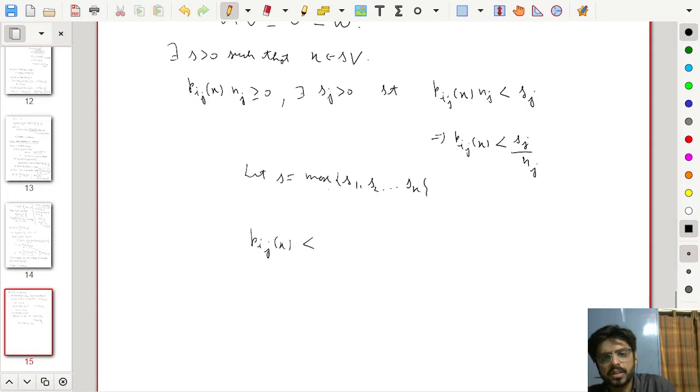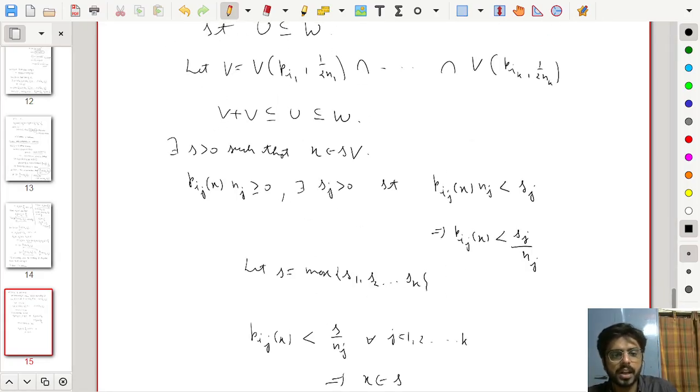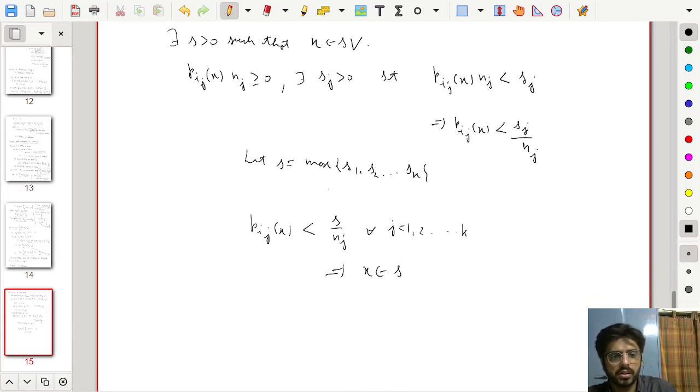P_ij of x is strictly less than s by n_j for all j varying from 1 up to k. This implies x belongs to s times v. Is it okay? This shows that x belongs to s times v.